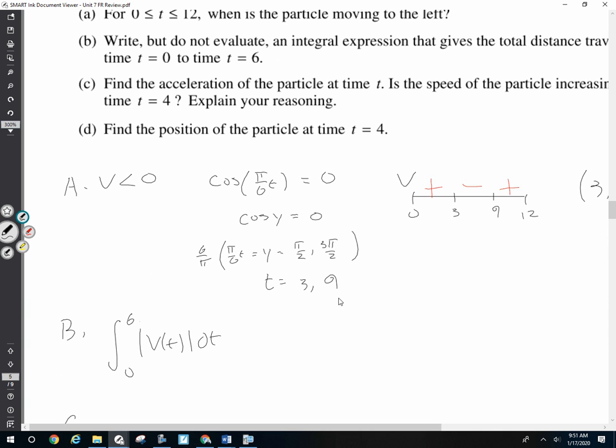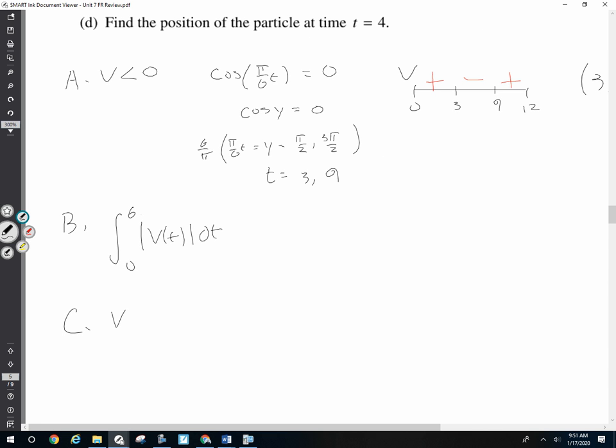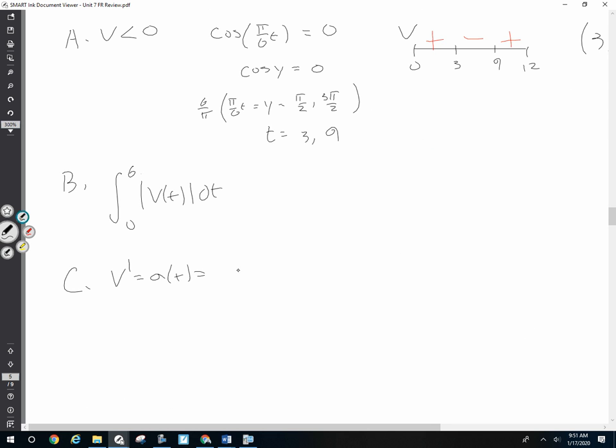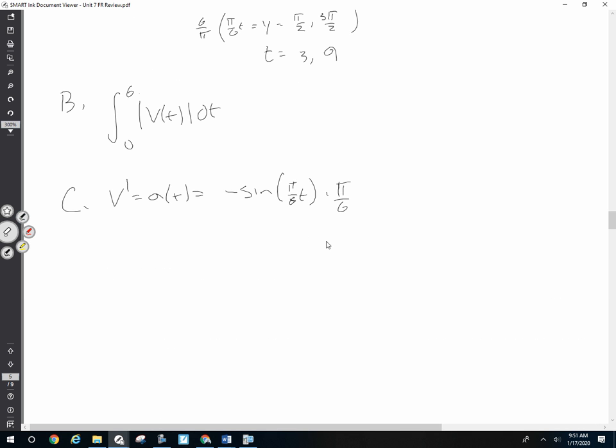Find the acceleration. Is the speed increasing or decreasing at 4? Okay, so v prime will equal a. You've got to use the chain rule for the derivative of v. So I've got the derivative of the outside and the derivative of the inside. The derivative of the outside is negative sine pi over 6t times the derivative of the inside, pi over 6. This is the whole O and I. If you didn't get this or don't know how to get this, make sure you try and use the O's and the I's.